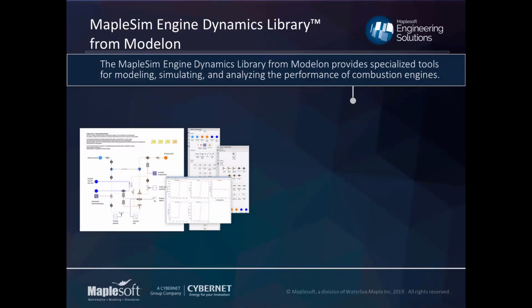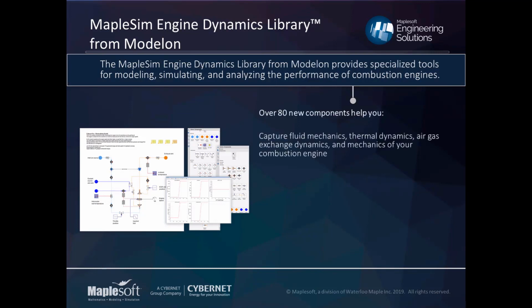One new component library that was not on the last slide, which I thought deserved its own, is an entirely new component library we have from Modelon. And this is the MapleSim Engine Dynamics Library. This is an 80+ component library that provides ways to model, simulate, and analyze the performance of combustion engines. It lets you do this a lot easier than you otherwise would have before. And some of these components help you capture the fluid mechanics, the thermodynamics, the air-gas exchange, just to name a few, of the combustion engine that you're working on.